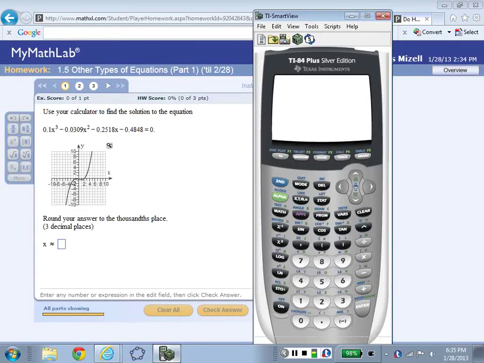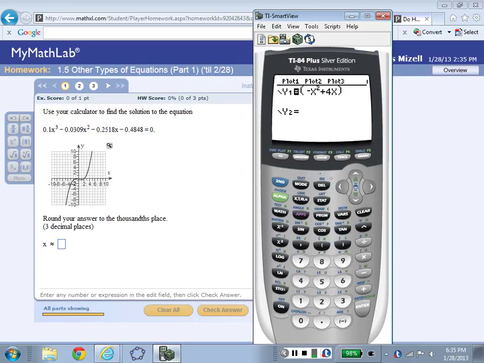Use your calculator to find the solution to this equation. We've got all the terms on one side, so this might lend itself well to the x-intercept method, where we graph y equals the left-hand side, and then look for a point where the graph crosses the x-axis. When it crosses the x-axis, the y-coordinate is 0, so the x-coordinate is the number that, when you substitute it for x, gives you 0. So that's why that's a solution.